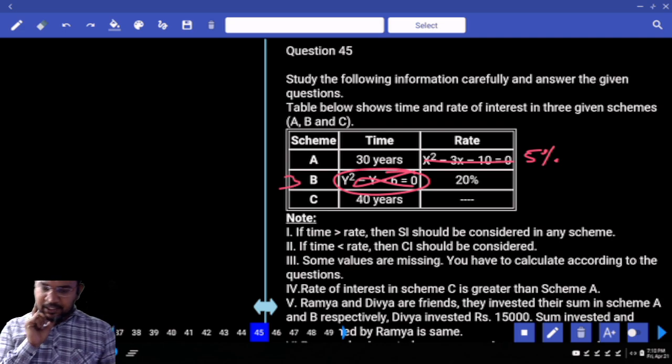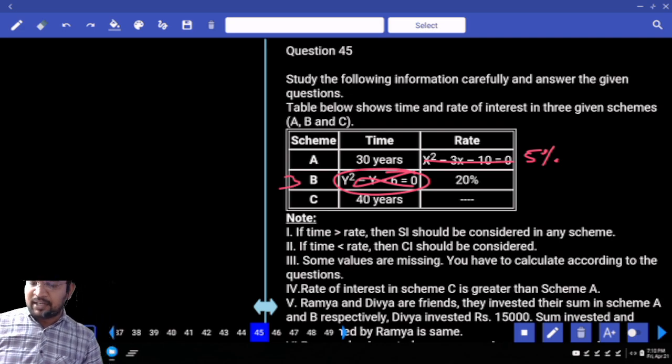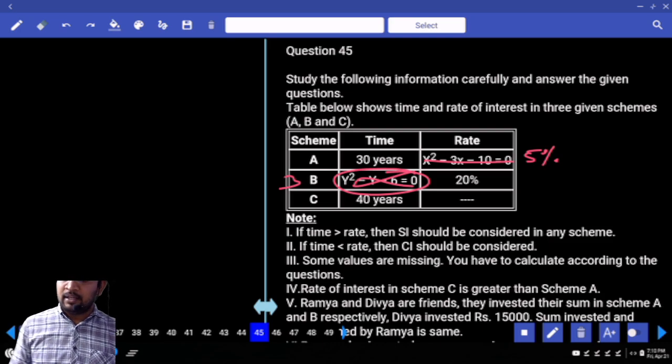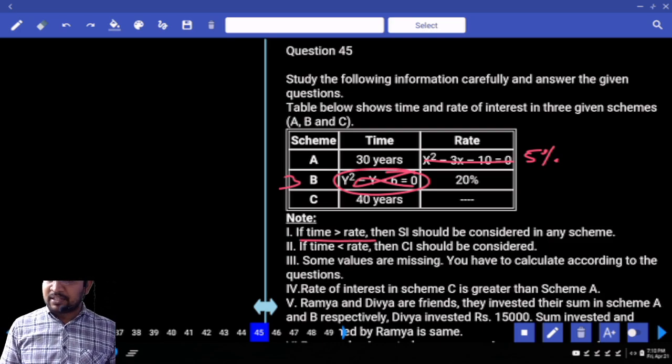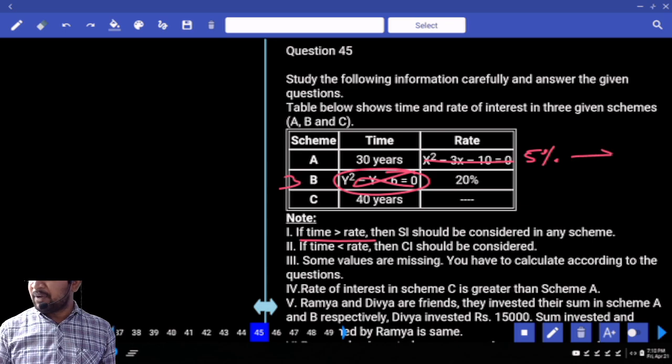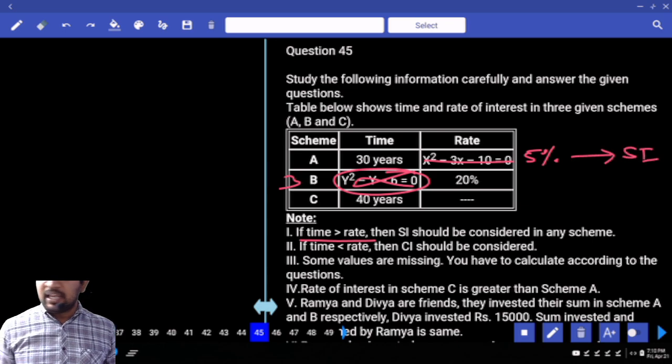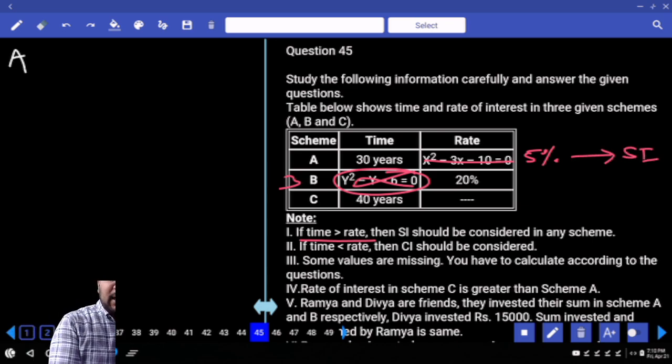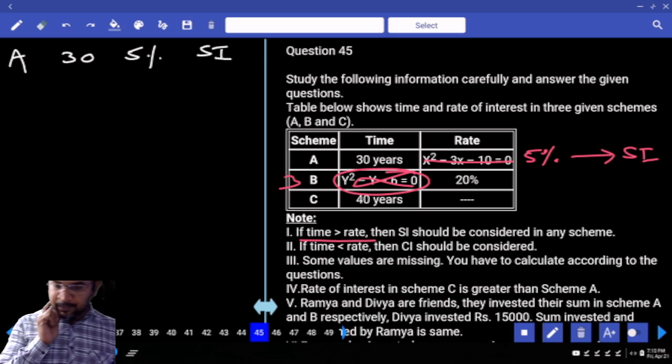Now see the first condition. If time is greater than rate of interest, then that is simple interest. Time is greater than rate of interest, then first one is what? A scheme is what? Simple interest. A scheme time is 30 years. Rate of interest is 5%. Therefore simple interest.